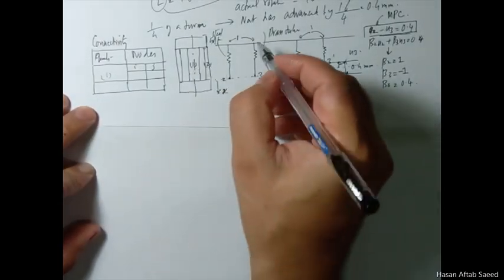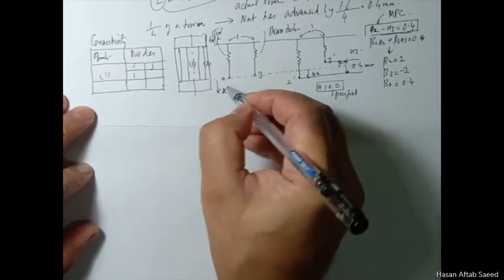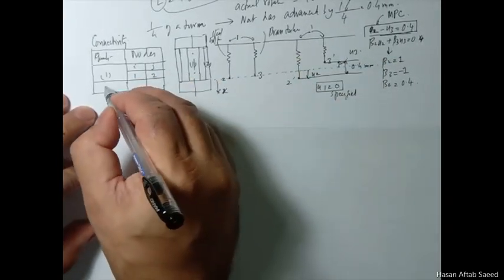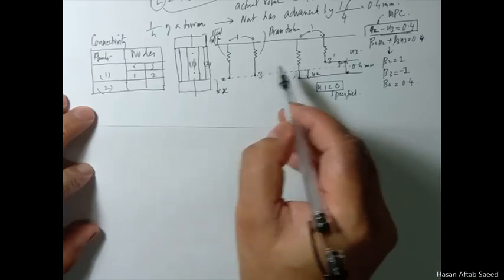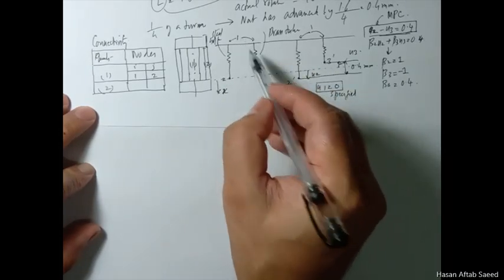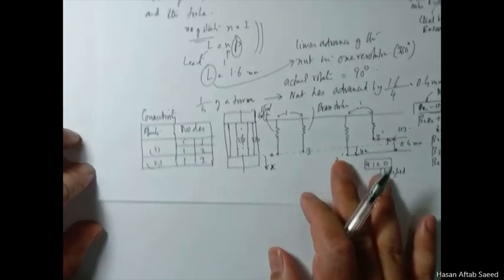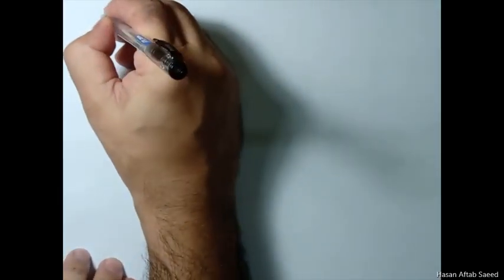Element 1 has nodes 1 and 2. 1 is common to both. Element 2 has nodes 1 and 3. This is your connectivity table. Now let's start with elemental equations.